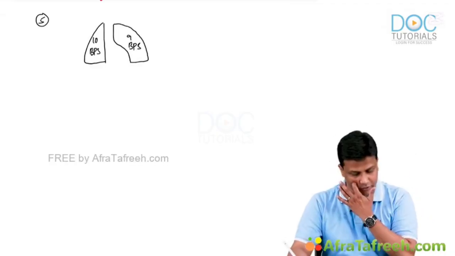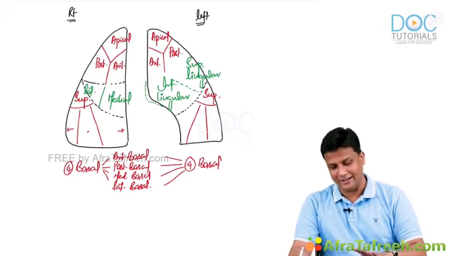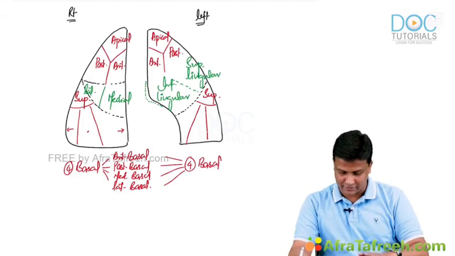Right lung will mostly have 10 bronchopulmonary segments in most people, whereas the left lung will have only 9 bronchopulmonary segments in most people. What is the reason? Why is it like this? Because, just recall the names. Just now I have taught you all the names of the bronchopulmonary segments in this diagram.